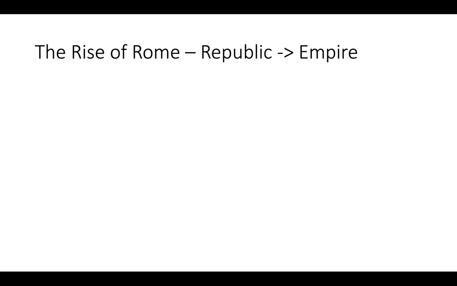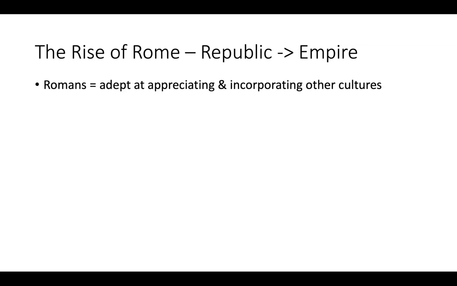Okay, let's talk about the rise of the Republic, like the rise of Rome, that is, how it transforms from a republic to an empire. So what was it about Rome that allowed it to gain so much power so quickly and so effectively?